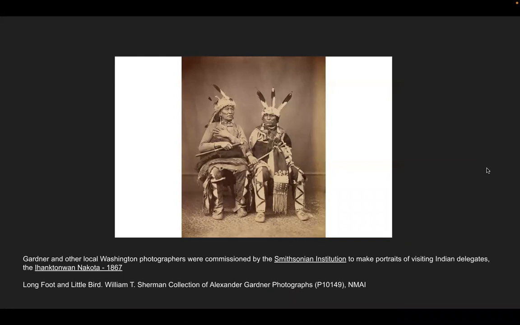He also photographed Native American delegates. So this is the Yanktonai Nakota from the South Dakota and North Dakota regions, and they are in their traditional tribal outfits. It's important to note they're in their traditional tribal outfits to show that they are delegates coming from a separate region, a separate nation. So these nations had not yet assimilated.